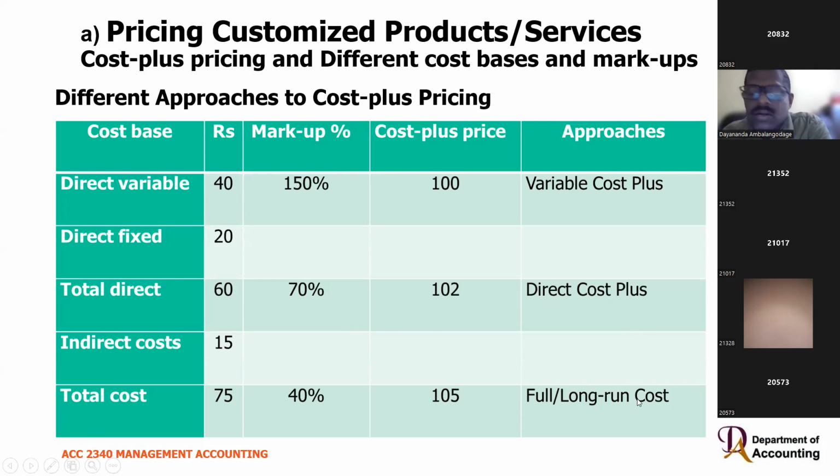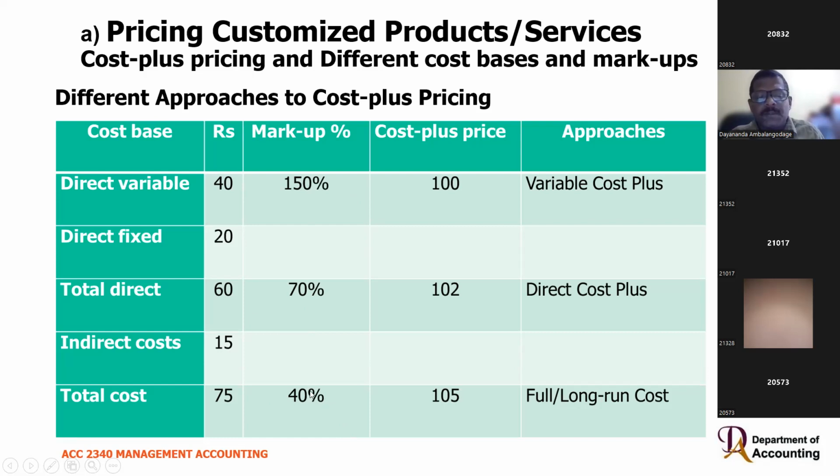And full long run cost means you can calculate the full cost, including the indirect absorption costing, including allocation cost. So when you add a markup, you end up with long run cost. When you include more and more cost elements, earlier we included only the variable cost. When you include more and more cost, what happens?